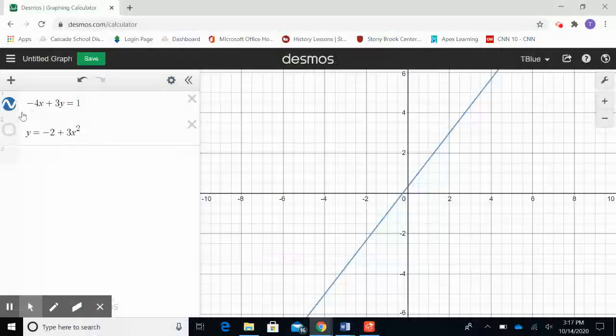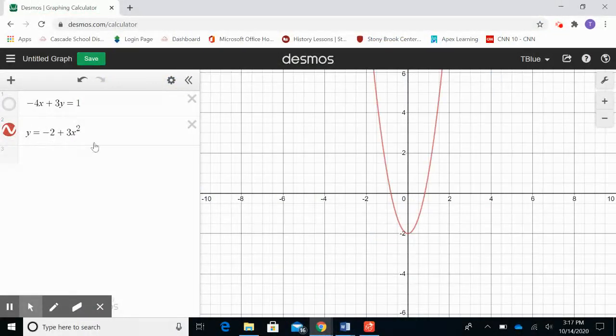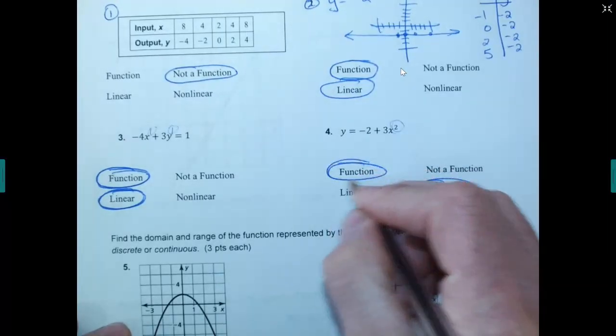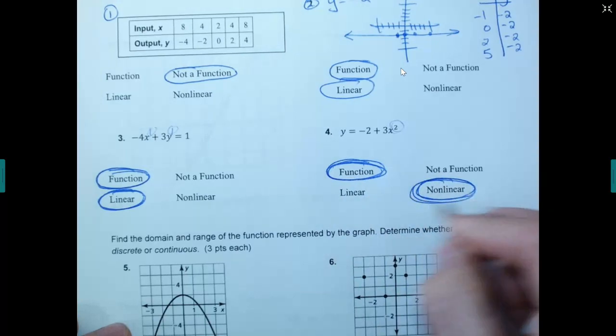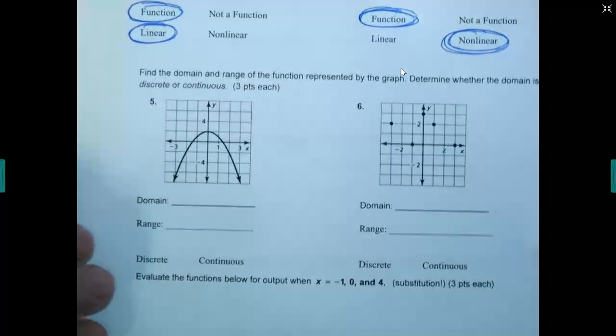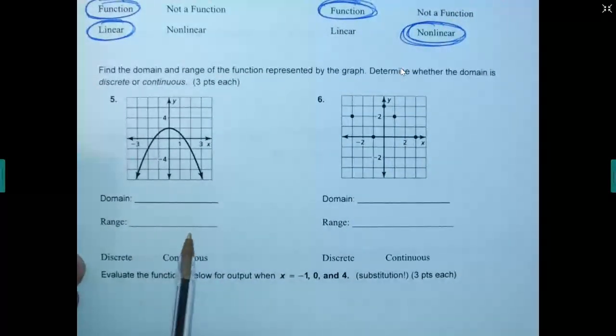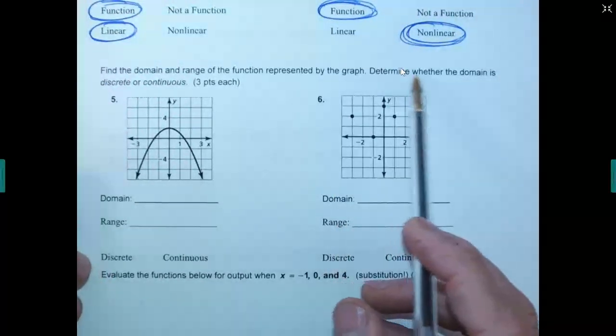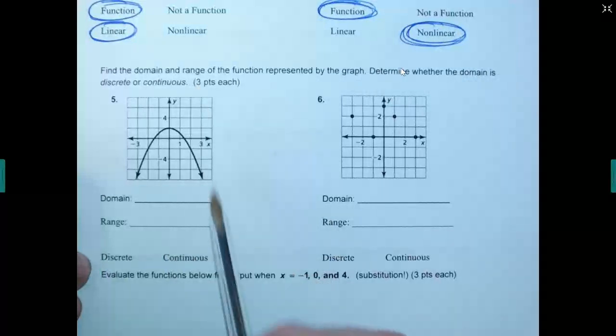I'll go into my Desmos calculator. I'll put negative 2 plus 3x squared. I get that parabola. If I were to do my vertical line test, I see that there's no place where it passes through 2. So, as a matter of fact, it is a function. So I have a function that's nonlinear. All right, carry on. Find the domain and range of the function represented by the graph. Determine whether the domain is discrete or continuous.